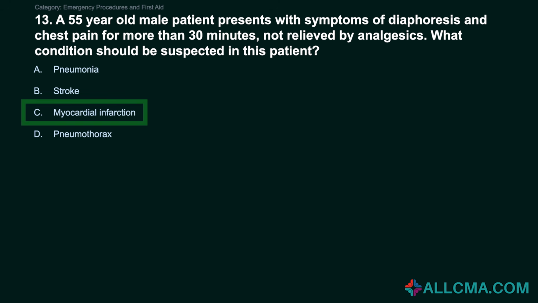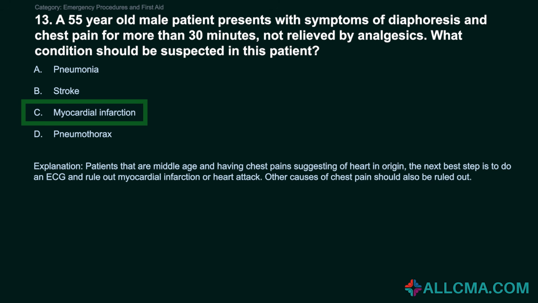Myocardial infarction. Patients that are middle-aged and having chest pains suggesting of heart in origin, the next best step is to do an ECG and rule out myocardial infarction or heart attack. Other causes of chest pain should also be ruled out.